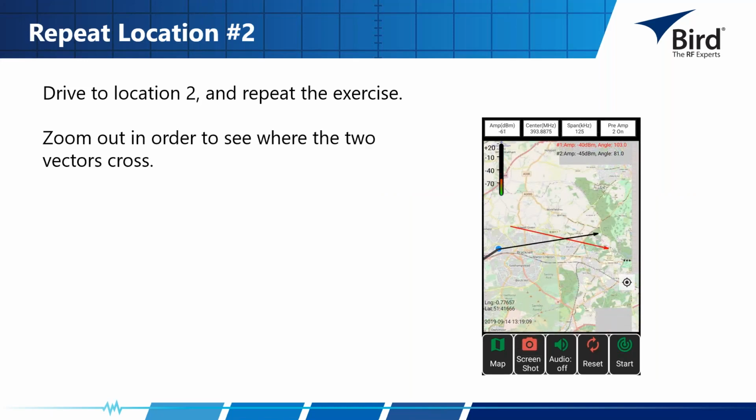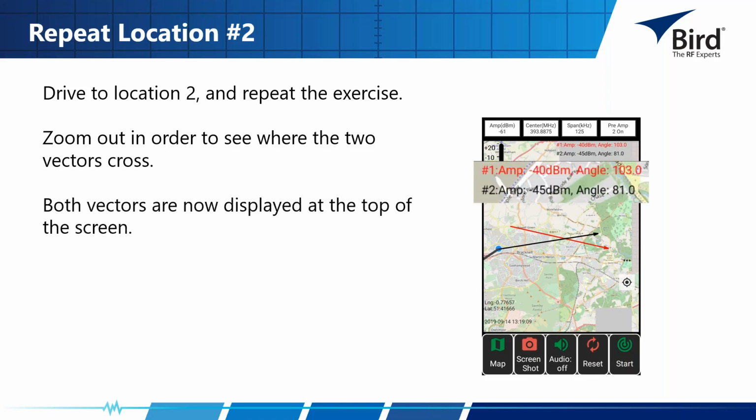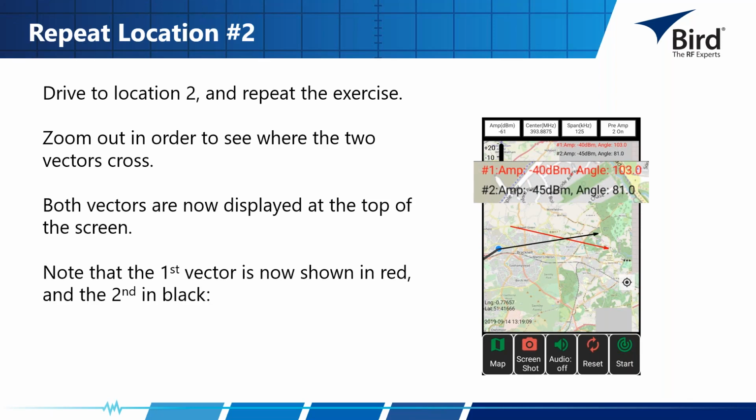Zoom out in order to see where the two vectors cross, and you can zoom in or out by just pinching the screen, similar to what you do on your cell phone. Both vectors are now displayed at the top of the screen. And notice that the first vector is now shown in red and the second in black.